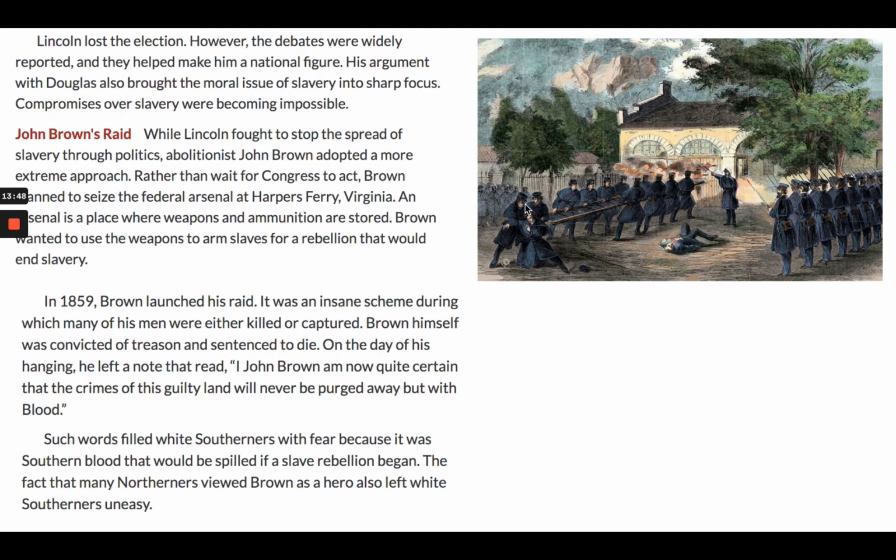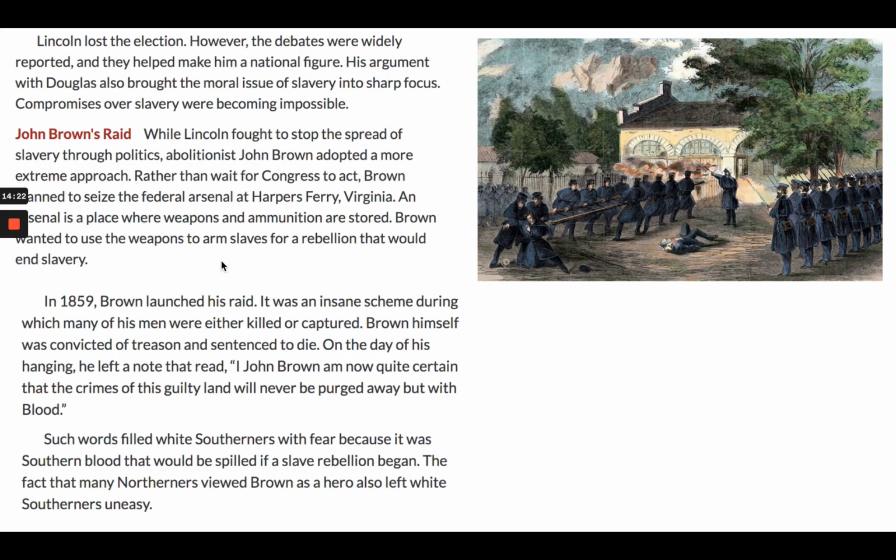It says right here, an arsenal is a place where weapons and ammunition are stored, and Brown wanted to use the weapons to arm slaves for a rebellion that would end slavery. So I don't know if y'all remember John Brown. Him and his 4 sons and his son-in-law and like 2 other friends, they're going to go down to Kansas, and after the attack on Lawrence, Kansas, they're going to seek revenge at Potawatomi Creek, and they're going to hack 5 pro-slavery settlers to death by this creek.